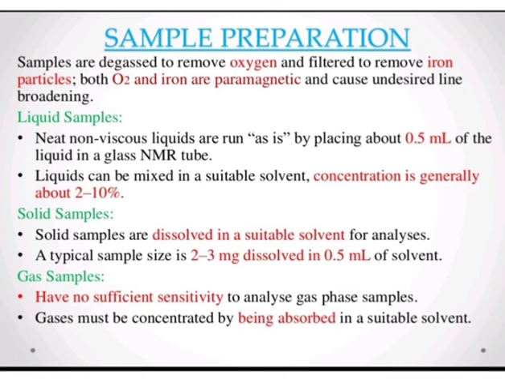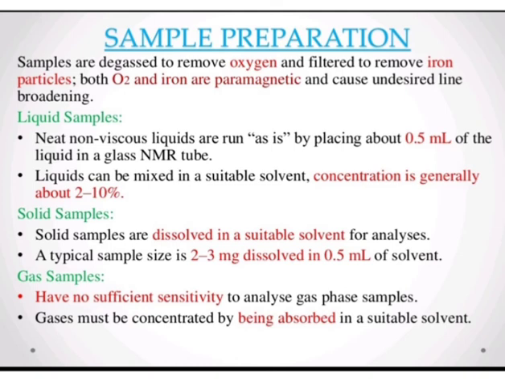Then liquid samples. Neat non-viscous liquids are run as is by placing about 0.5 ml of the liquid in a glass NMR tube. So a clear solution is required for the analysis and its volume needed is 0.5 ml. This can be added into a sample tube. Then liquids can be mixed in a suitable solvent. Concentration is kept generally 2 to 10%, and the solvent is mainly CDCl3.